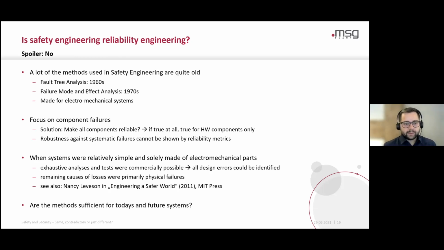But the robustness against systematic faults cannot be shown with reliability metrics. So we need a new approach. We need to go away from the component failures, from the malfunctions, and find something new, because our systems are now not electromechanical anymore. We have a lot of software. Software, as I said, has systematic fault nature. We need something new. So how shall we find the new methods sufficient for today's and future systems? And what shall we do to make new safe systems?